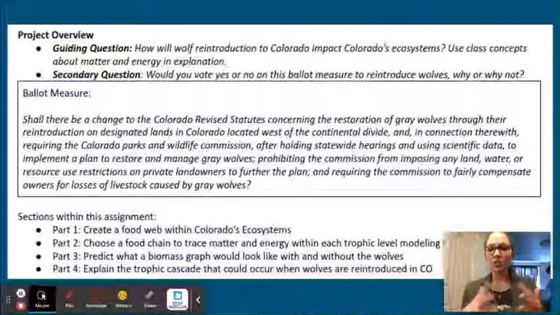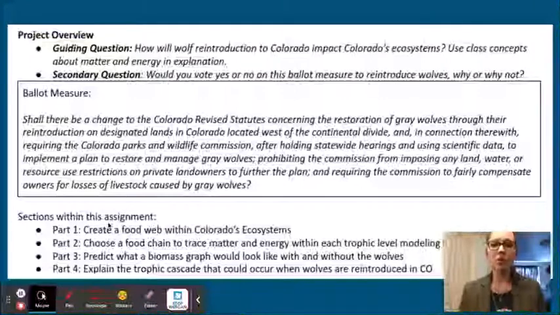So remember, our original unit guiding question was, how will wolf reintroduction to Colorado impact Colorado's ecosystem? Use class concepts about matter and energy in the explanation. And a secondary question is, would you vote yes or no on this ballot measure to reintroduce the wolves? Why or why not? So this is the first part of your 17.2 assignment when you open it on Schoology in our week 17 folder.